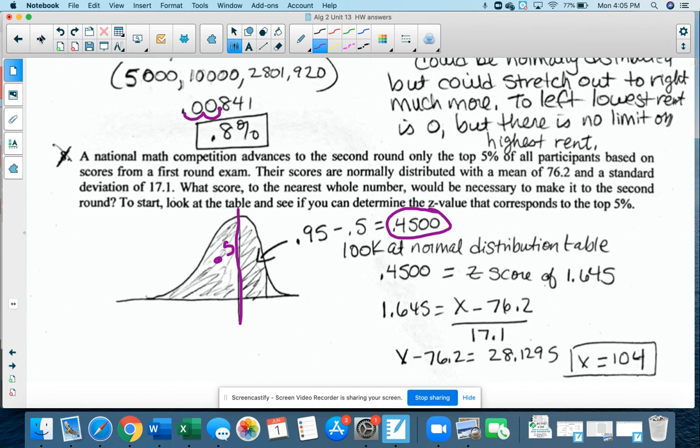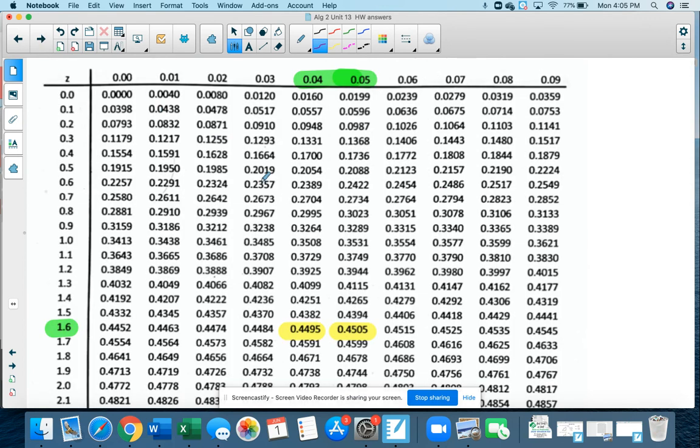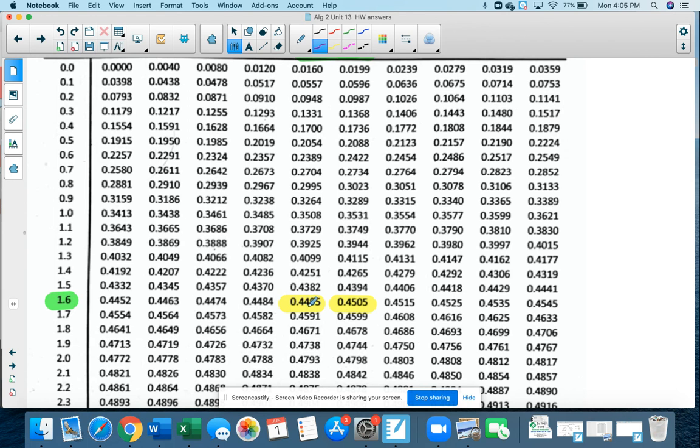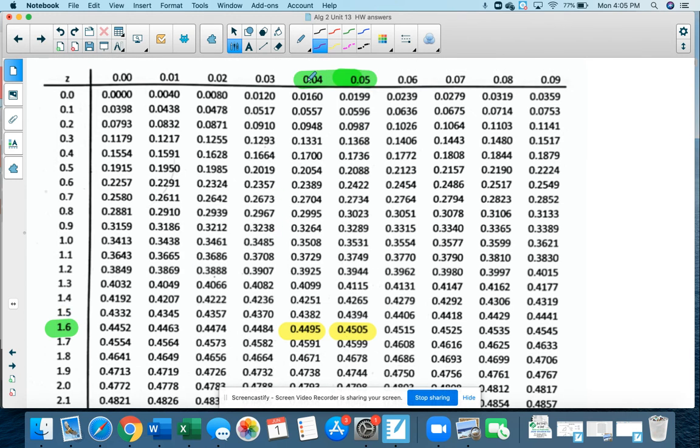So here's how I do that. I'm looking in my normal distribution table, and right here is 0.4495 and 0.4505. Remember, I was looking for 0.4500, so it's in between these two numbers. Well, what's the z-score? The z-score is 1.6, but then I have to look up here. It's 1.64, but it's in between 4 and 5, so 1.645. That's my z-score.